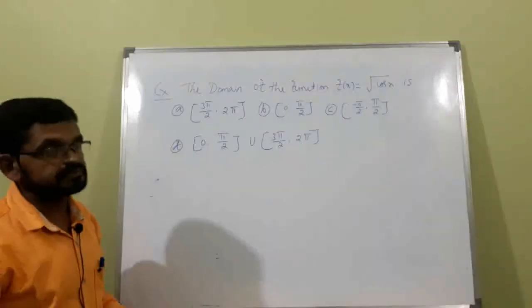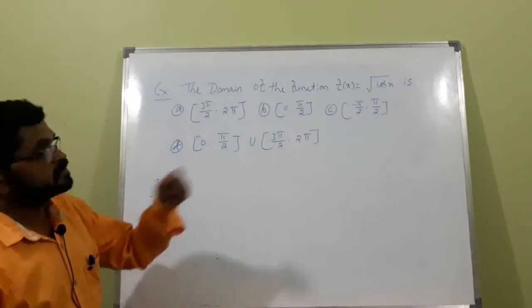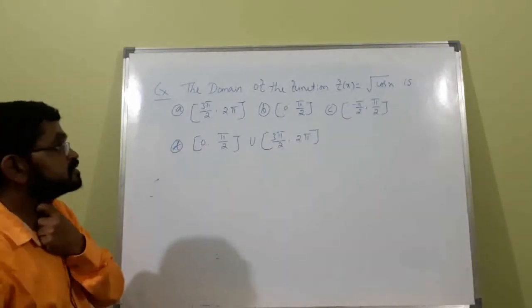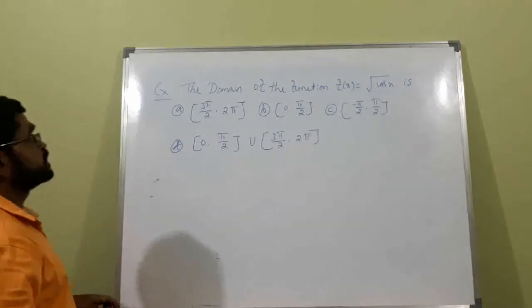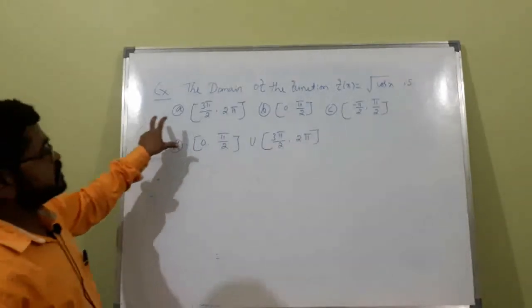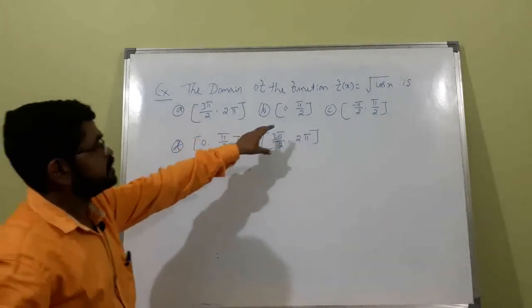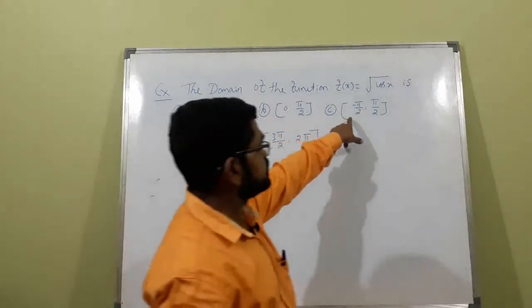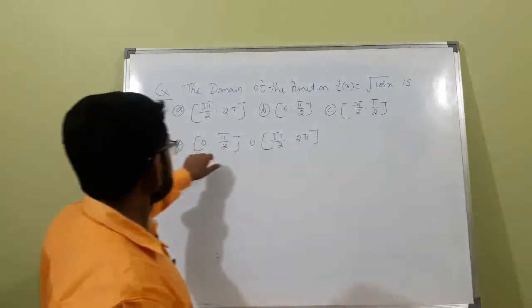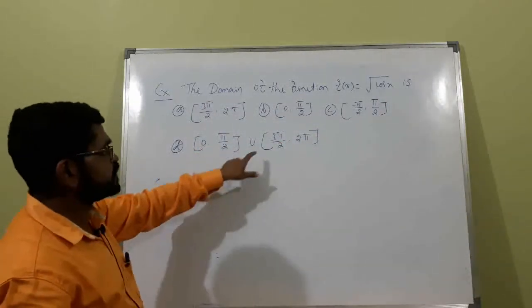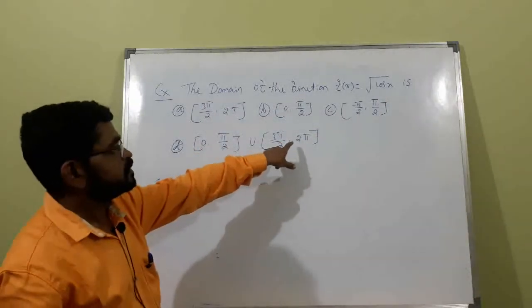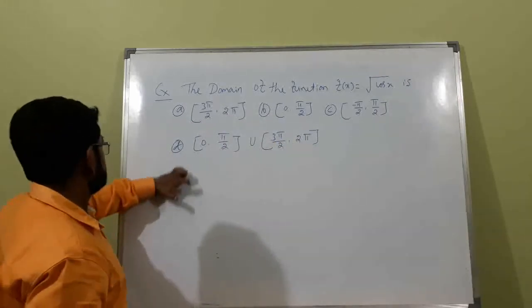f(x) is root cos x. This is a once-asked question. The four options are: 3 5 by 2 to 2 5; 0 to 5 by 2; minus 5 by 2 to 5 by 2; and 0 to 5 by 2 union 3 5 by 2 to 2 5.